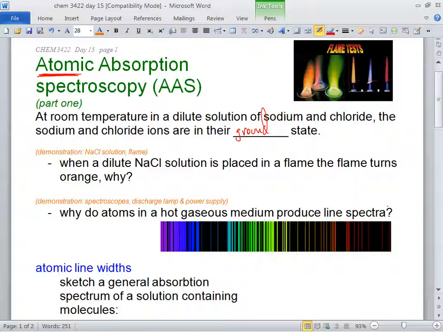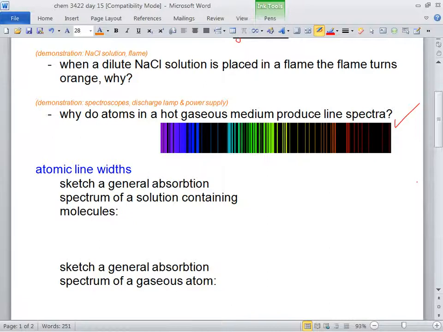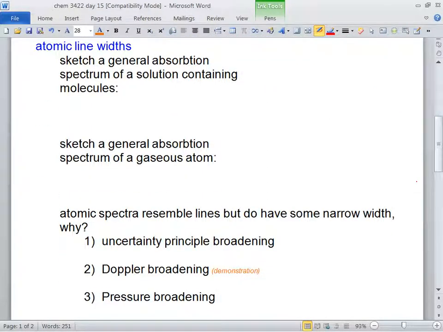So why do these hot gaseous atoms produce line spectra? Well, they're atoms, right? So that's what atoms will do. Let's see if we can just bring this out a little bit better. Atomic line widths.